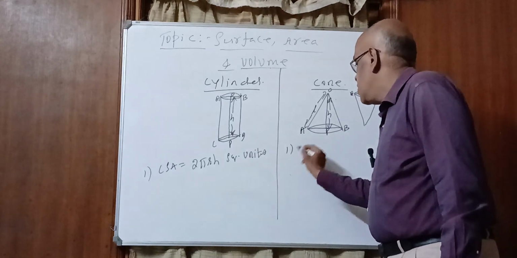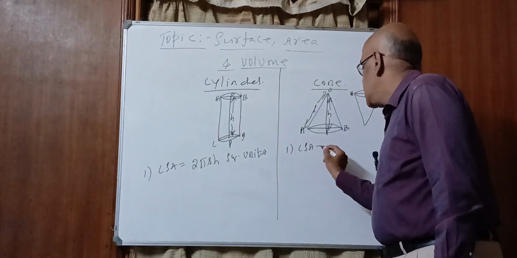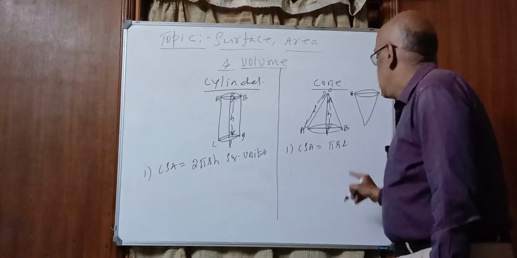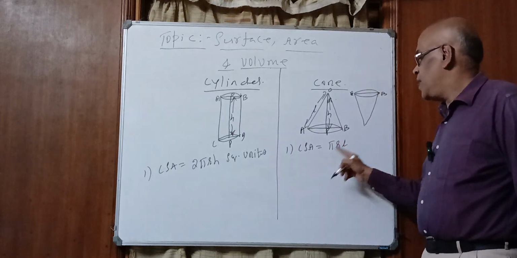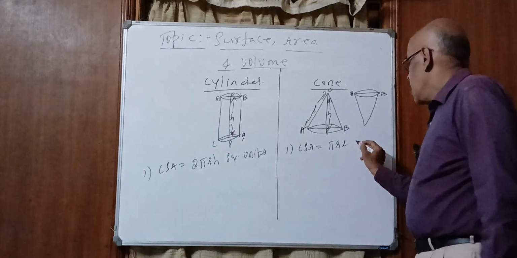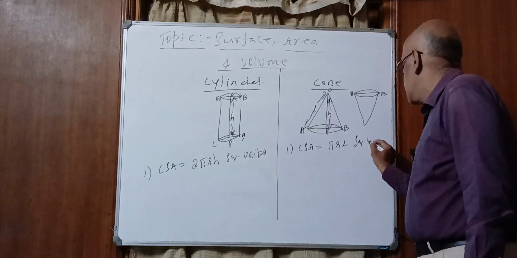What is the CSA of the cone, children? CSA of the cone is equal to pi r l. What is pi? Constant value. Pi r l. L is what? Slant height. Square units.